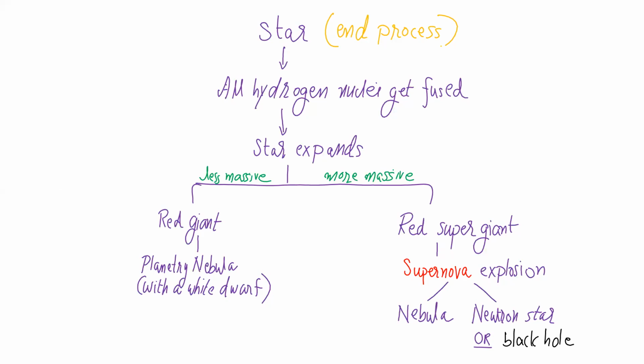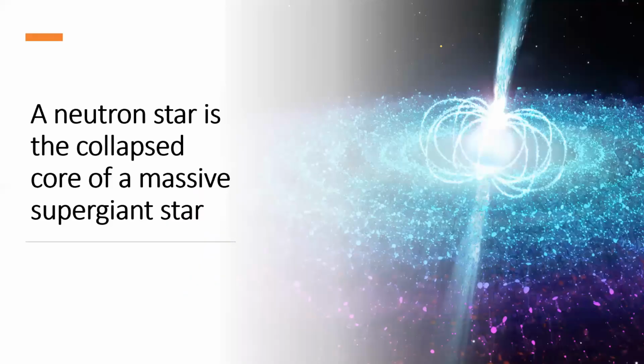So can you look from here now: when the star is expanding, normal stars become a red giant, but a massive star becomes a red supergiant. Okay, this was the neutron star.